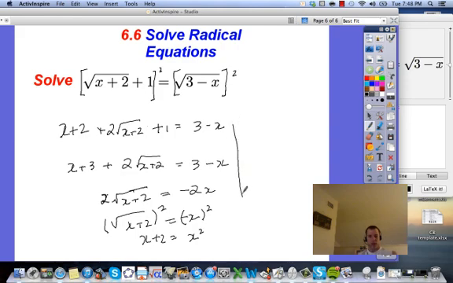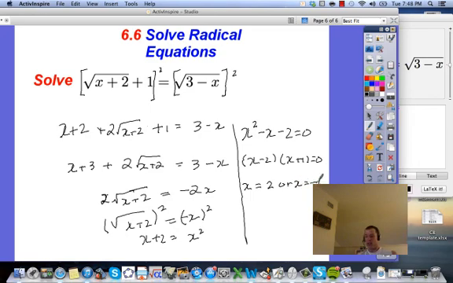Bringing everything to one side, you're going to have x squared minus x minus 2 equals 0. Now you factor this: two numbers that multiply to be negative 2 and add to be negative 1, or x minus 2 times x plus 1 equals 0. You're going to have an extraneous solution here: x equals 2 or x equals negative 1. Your extraneous solution here is actually 2, so your only solution would be x equals negative 1.